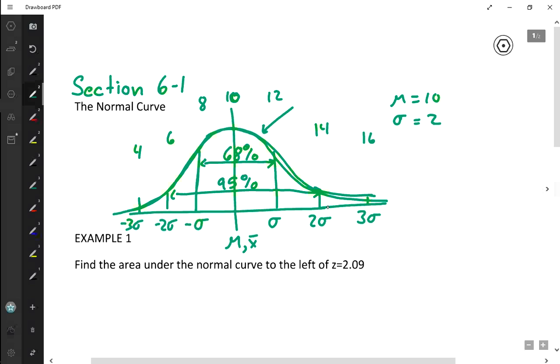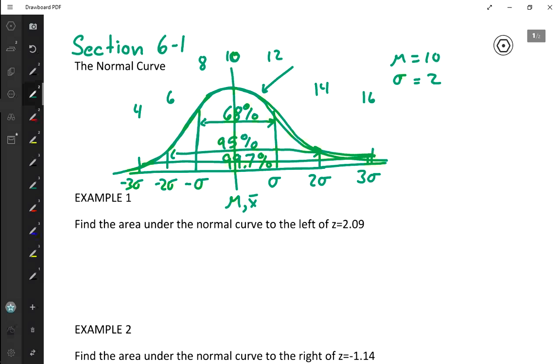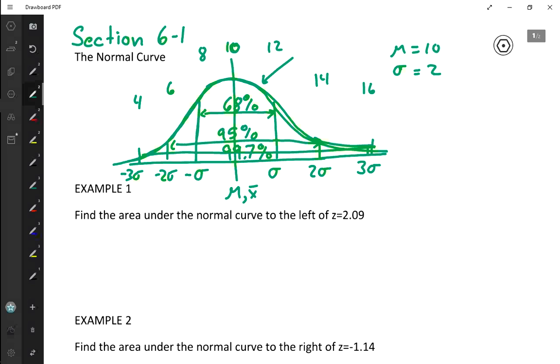And lastly, we have 99.7% of your data should be within 3 standard deviations each way. So what it does is it tells us how our data should be behaving, how spread out or how compact, where our data should exist. The reason that's useful is it helps us calculate probabilities. And the probabilities relate to area under the curve.